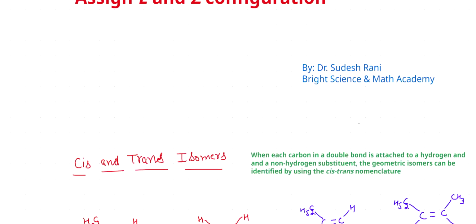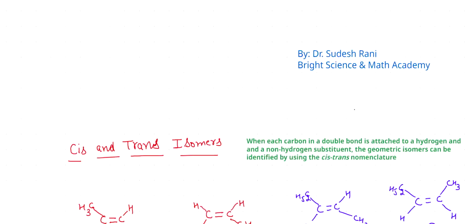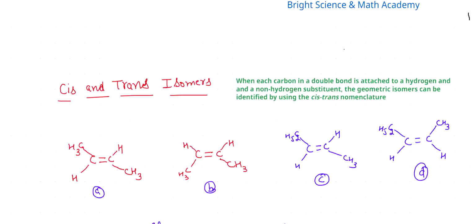So how to assign E and Z configuration to the geometrical isomers? Today we will discuss the rules which tell about the assignment of E and Z configuration of geometrical isomers. Prior to moving towards E and Z isomers, we need to discuss something about cis and trans isomers. So what are cis and trans isomers?